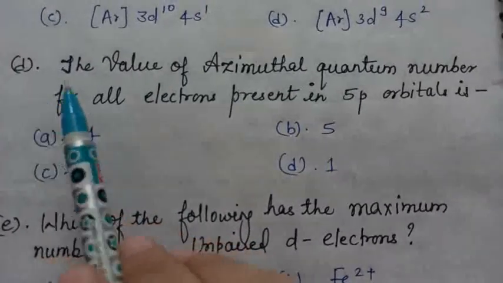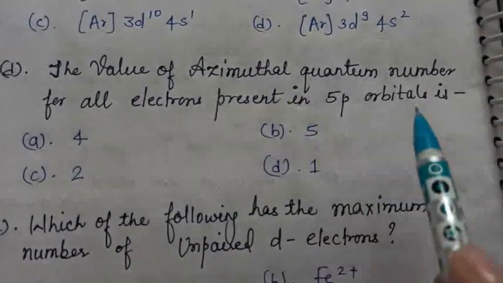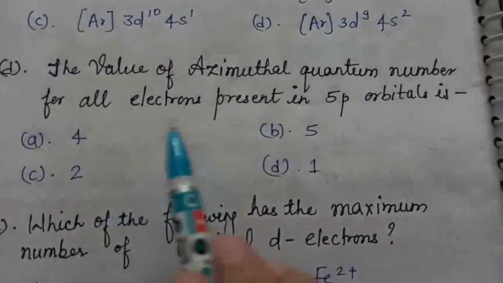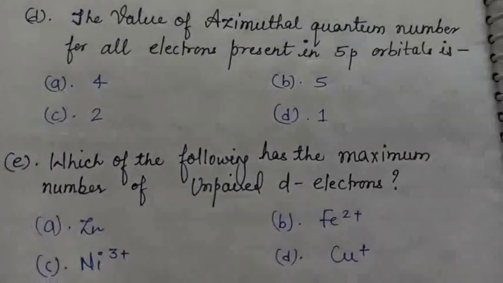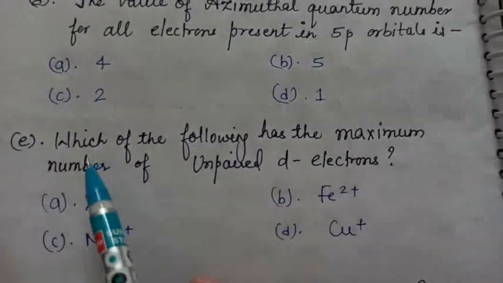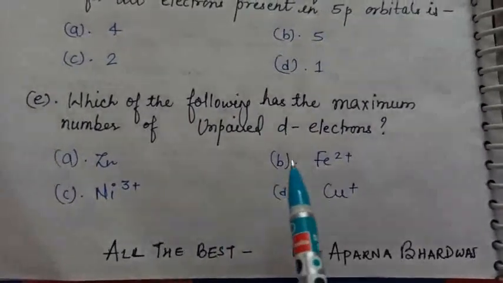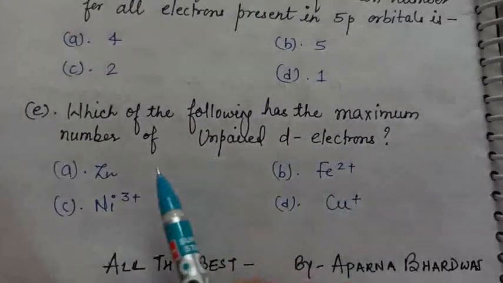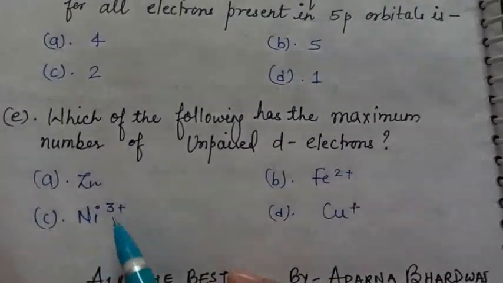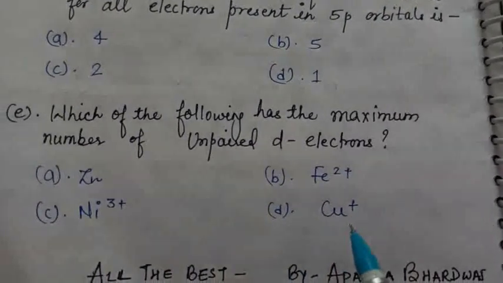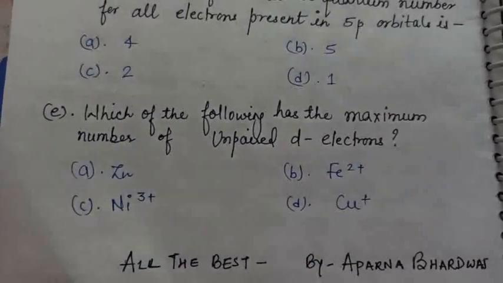Then fourth question is, the value of azimuthal quantum number for all electrons present in 5p orbital is A 4, B 5, C 2 or D 1. So whatever is your answer, only one answer has to be written with the option. Fifth, which of the following has the maximum number of unpaired d electrons? A zinc, B Fe2+ ion, C Ni3+ ion or D Cu+ ion. So this was your fifth question. Here we end up with the question paper.